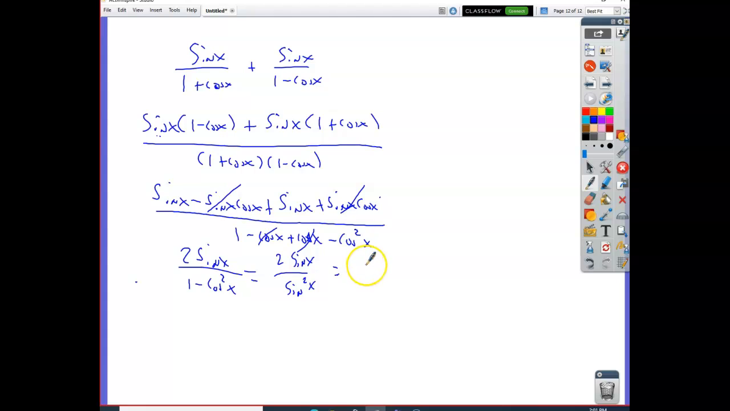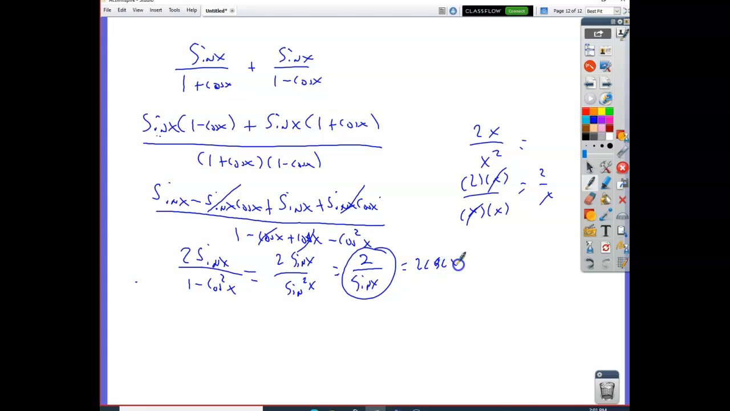Can you go any farther? I got 2 sine x on top and sine squared on the bottom. Like 2x over x times x, I can cancel out an x and get 2 over x. So you just divide by sine x, and I'll get 2 over sine x, which is correct. Or I'd accept 2 cosecant x. Either one of those is perfectly fine.